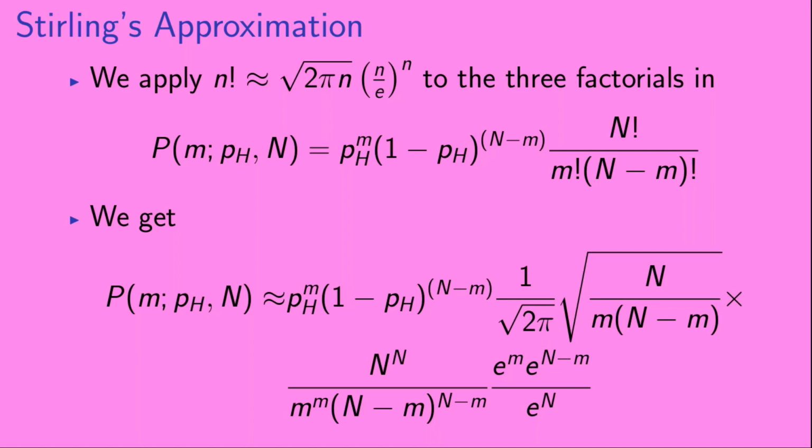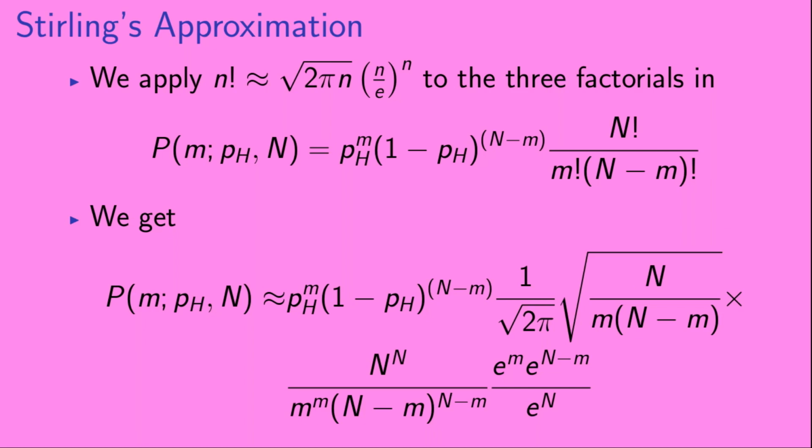We're going to get a factor of the square root of 2 pi from the n factorial, and then we're going to get 2 factors of the square root of 2 pi in the denominator from the m factorial and the n minus m factorial. When you take all 3 of those together, that gives one factor of 1 over the square root of 2 pi. Next, from the n factorial, we're going to get a square root of n, and from the m factorial and the n minus m factorial, we're going to get square roots of m and n minus m in the denominator of our expression.